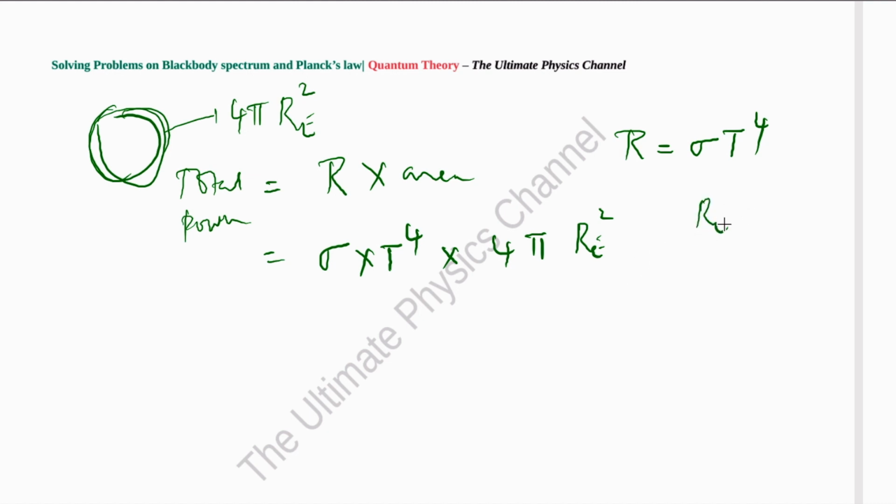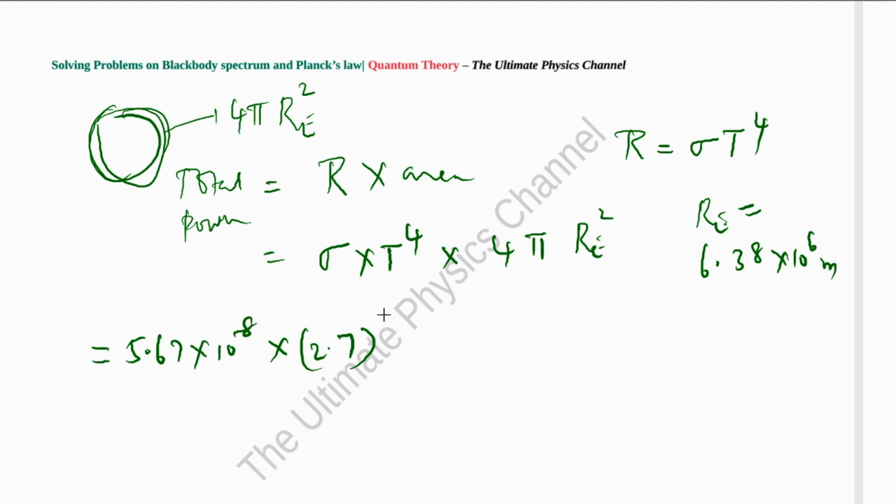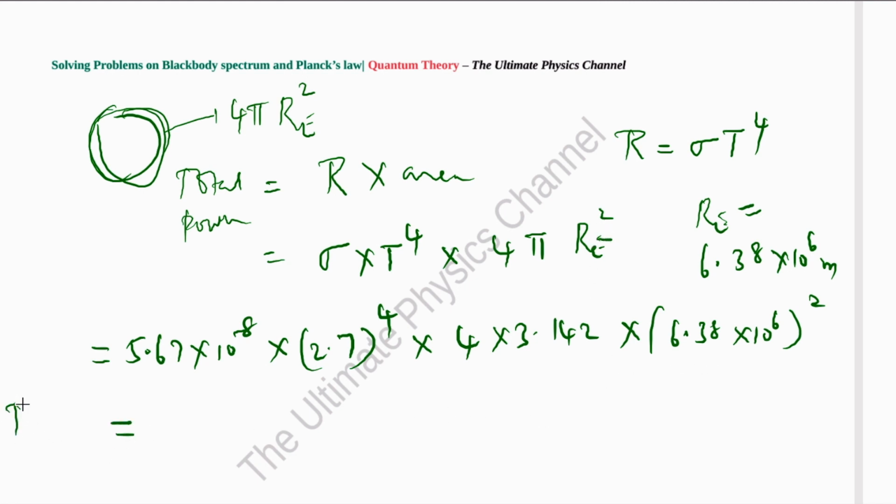The radius of the Earth RE is taken to be roughly 6.38 into 10 power 6 meters. So we have to plug in these numbers here. Sigma is 5.67 into 10 power minus 8 times the temperature, 2.7 Kelvin, to the power 4, multiplied by 4 times, let's say, 3.142 for pi, into 6.38 times 10 power 6 whole squared, which is RE squared.